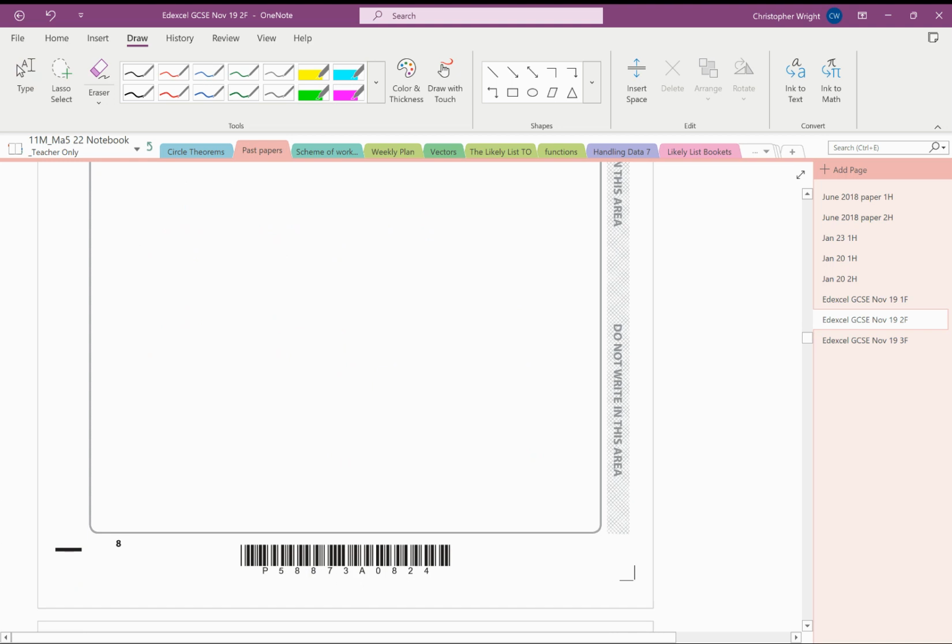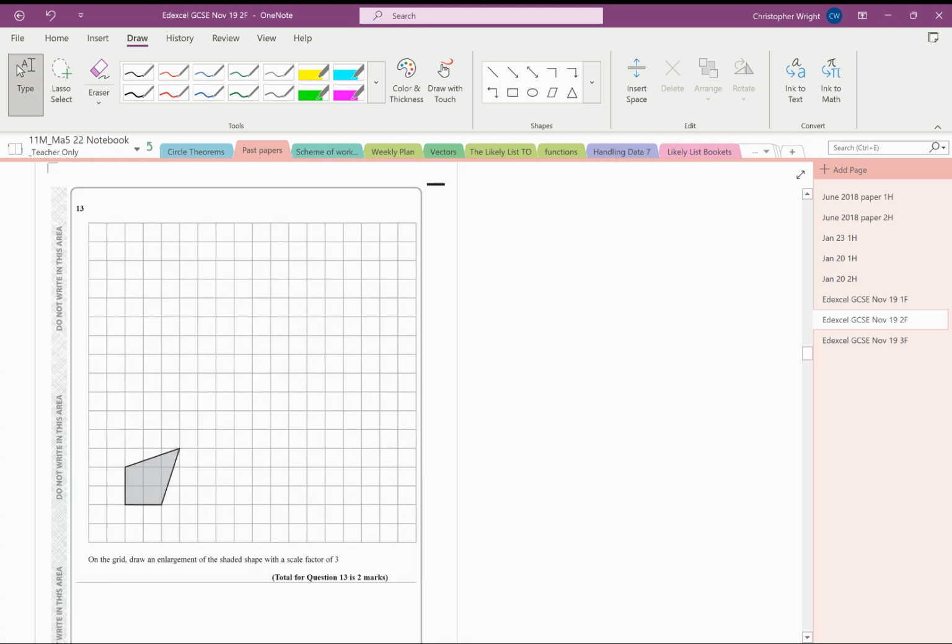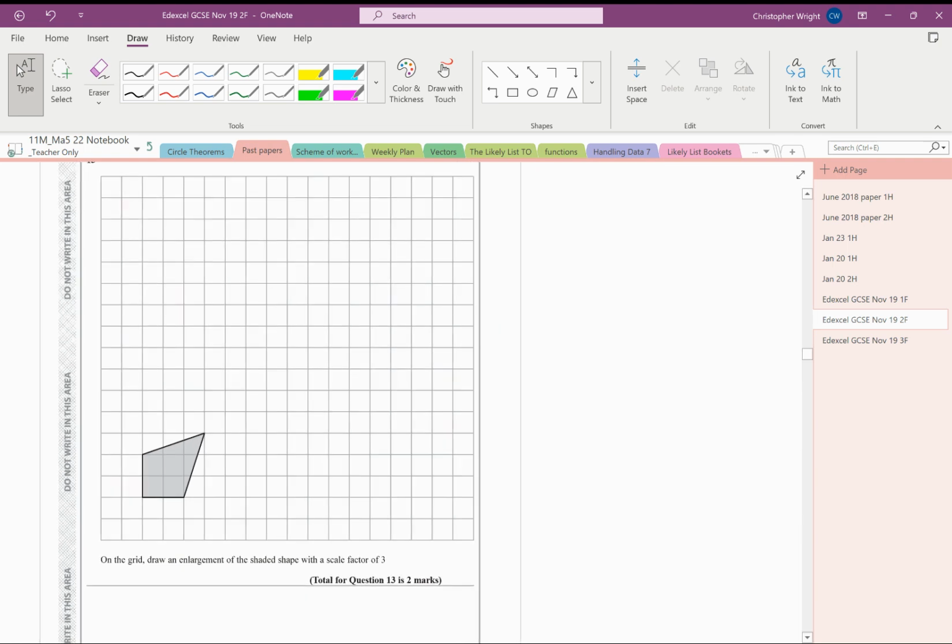Question 13. What's going on here? On the grid, draw an enlargement of the shaded shape with a scale factor of 3. Right, we just have to draw the shaded shape only 3 times bigger. Okay, so I'm going to start here, and that corner is going to correspond to that one. Now, if I go up here, you go up 2. So the vertical line here is going to have to be 6 high, because it's a scale factor of 3.